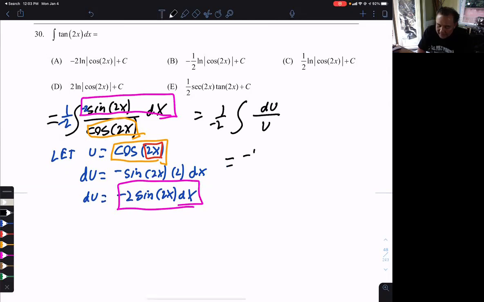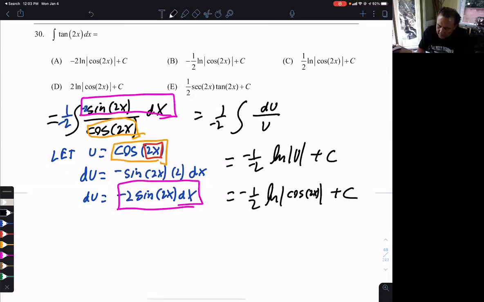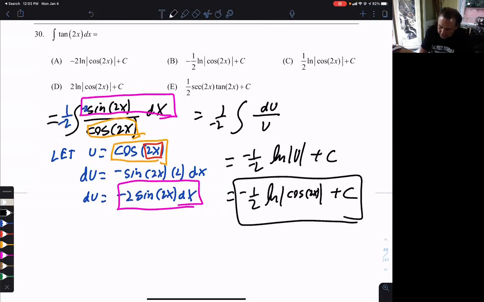And we know the antiderivative of 1 over u is ln absolute u. Well, we should know that. But what is u? u is cos 2x. And that is our answer, and that appears right there. 'Tis B.